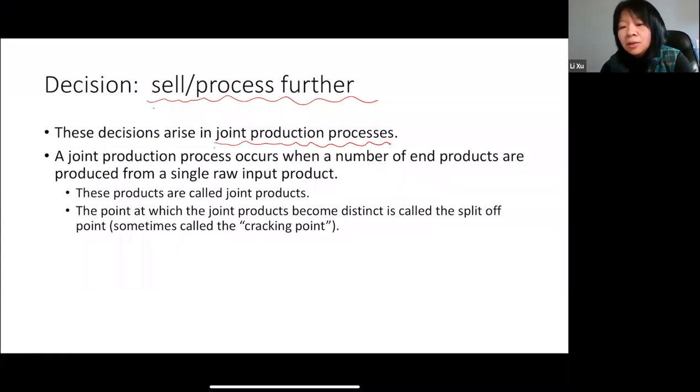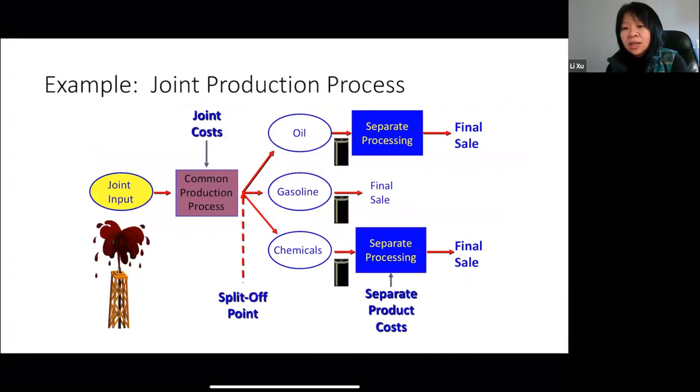So we call it joint product production, which means at different stages, you're going to produce different kinds of products. You can sell at different stages. Okay. So this is very interesting. I want to show you. This is a process of oil. Okay. A very practical example of a joint production process.